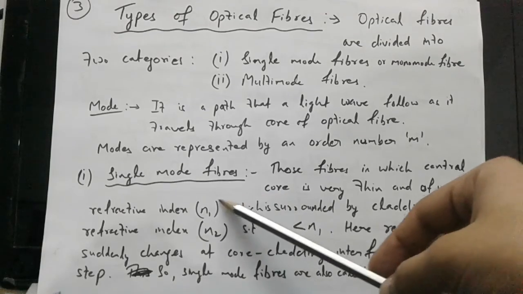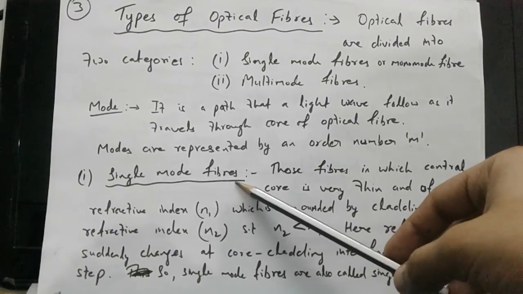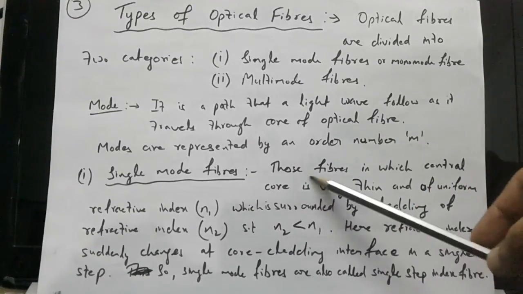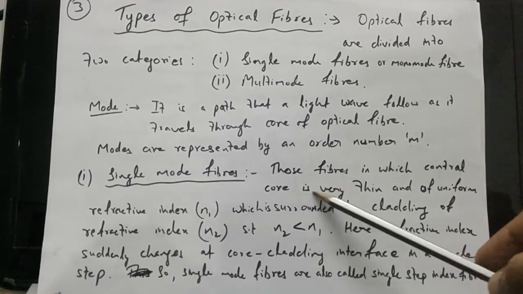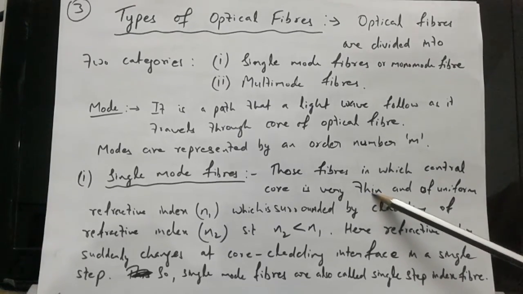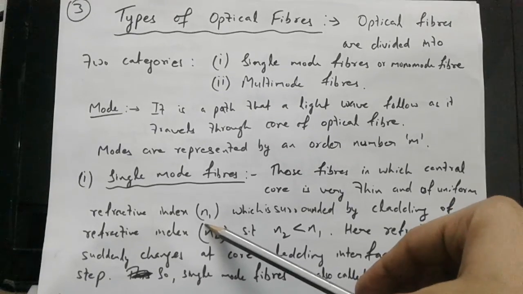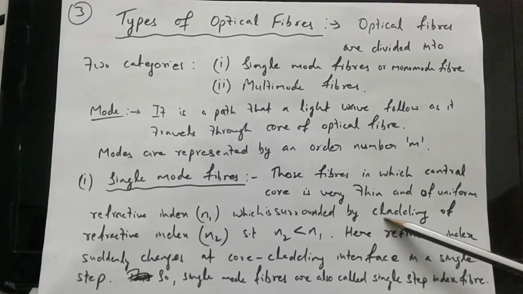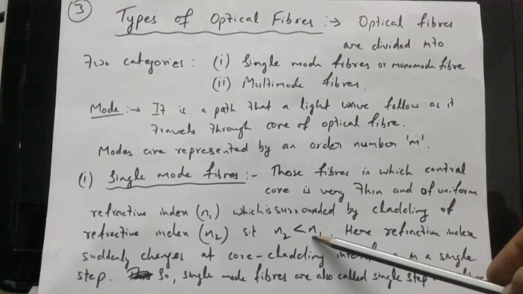Now, first, single mode fibers. Those optical fibers which are single mode, in them the diameter of the core is very small, that is, the core is very thin, and also the refractive index of the core is uniform, and we know it is surrounded by the cladding whose refractive index is n2, such that n2 is less than n1.